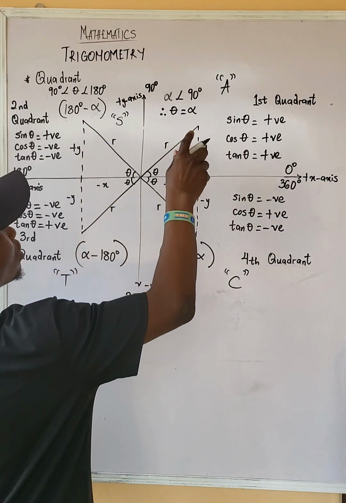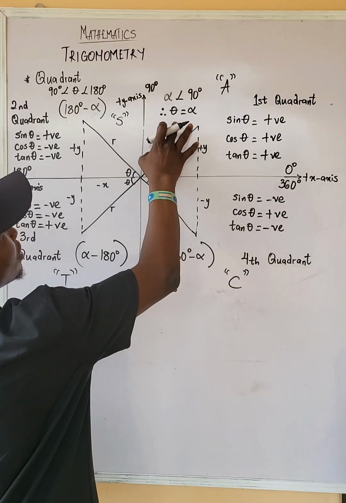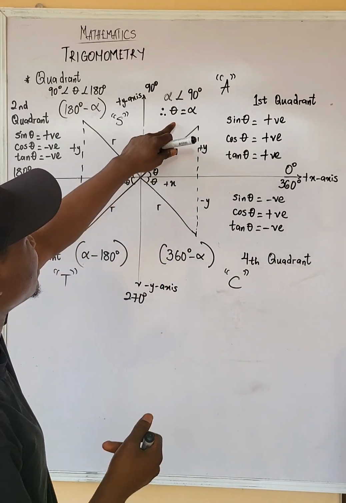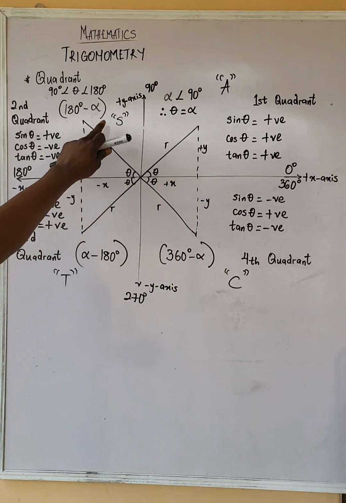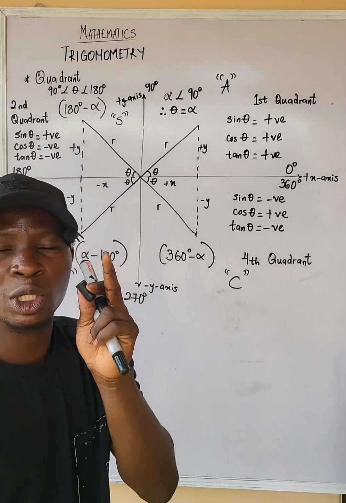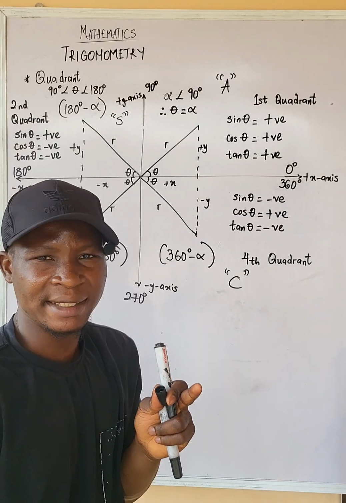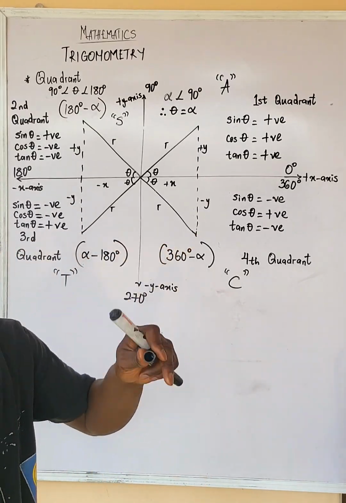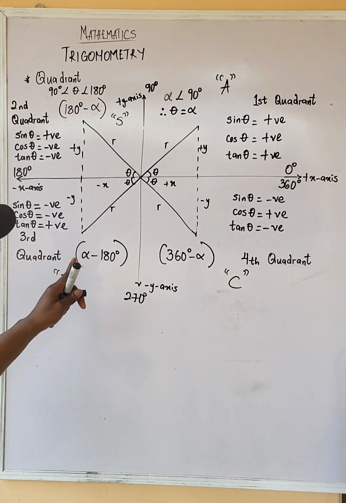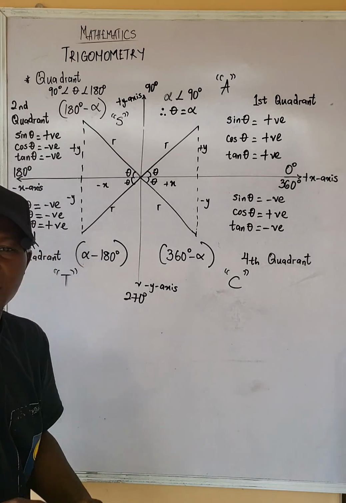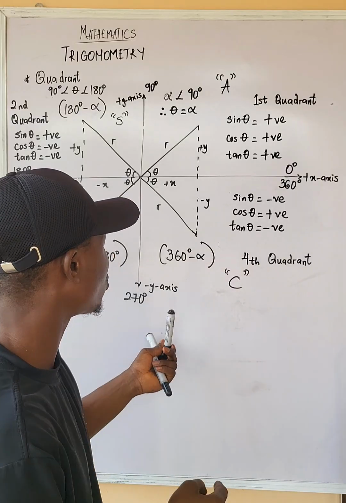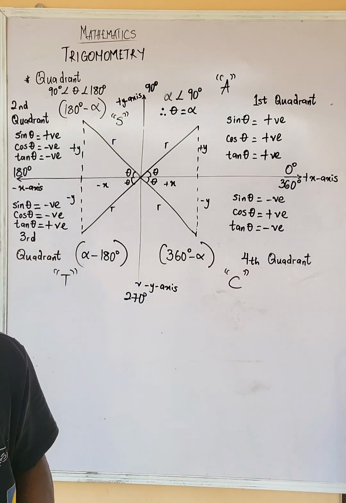Then another thing you should take note of is this. Anything that falls on the first quadrant, that is, if it is less than 90 degrees, is still that same angle. Your theta is still that same angle. But if it falls on the second quadrant, between 90 and 180, you get the angle there as 180 minus that angle you're given. Then on the third quadrant, if anything falls between 180 and 270, the angle there will be that angle minus 180. On the fourth quadrant, it will be 360 minus that angle.